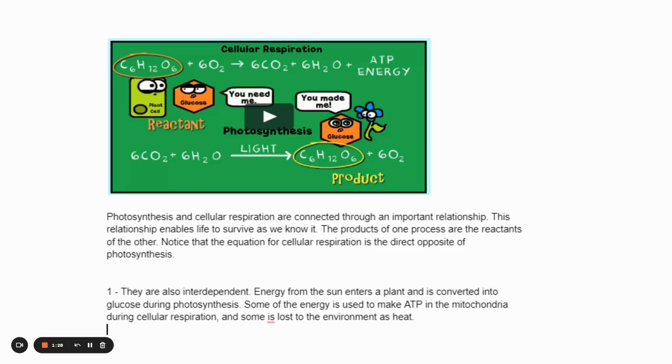I wanted them to be able to notice that the equation for cellular respiration is the direct opposite of photosynthesis. And so we talked about how the products of one process are the reactants of the other. And we also talked about how these processes are interdependent. Energy from the sun enters a plant and is converted into glucose during photosynthesis, and some of the energy is used to make ATP in the mitochondria during cellular respiration, and some is lost to the environment as heat.